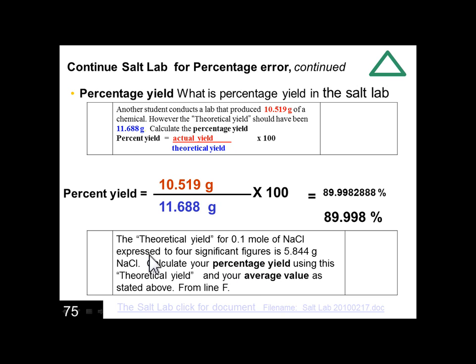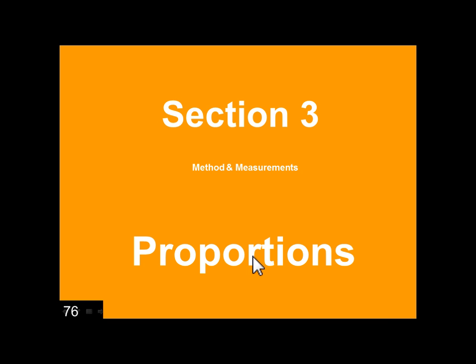All right, the theoretical yield for a 0.1 mole sample of sodium chloride expressed to 4 significant figures is 5.844 grams. Calculate your percentage yield using this theoretical value and your average value. This is a section from a lab that we're actually going to do in class. We're going to weigh out a tenth of a mole. Now, I know we haven't talked about moles yet, but we will later on. So we'll come back to this one. Don't worry about it now.